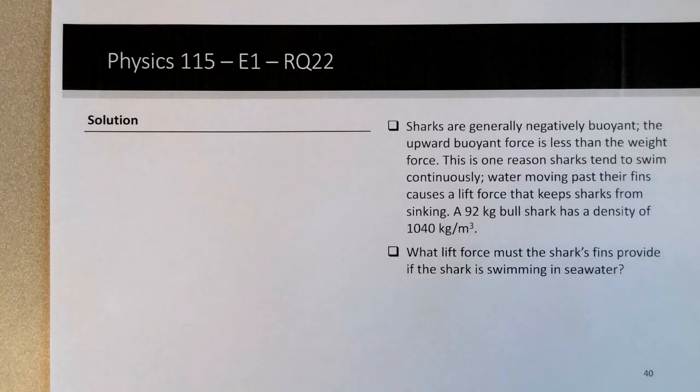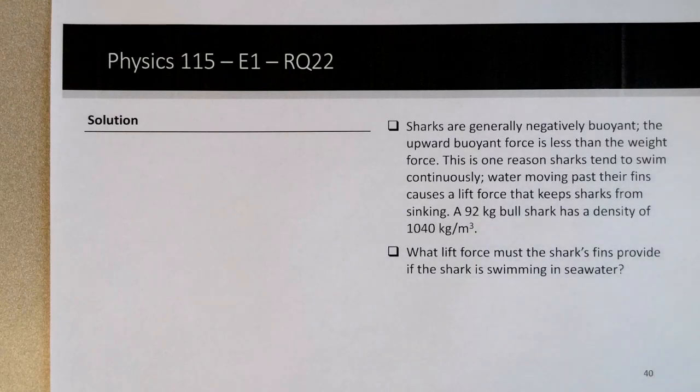So the lift force in combination with the buoyant force will keep the sharks neutrally buoyant. They need an extra lift force in addition to the buoyant force. So we've got a 92 kilogram bull shark that has a density of 1040 kilograms per meter cubed. What lift force must be provided by the fins in order for the shark to swim in seawater?